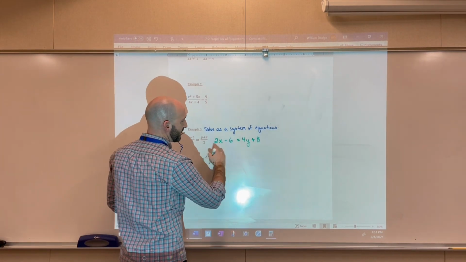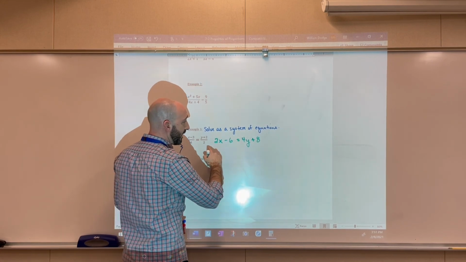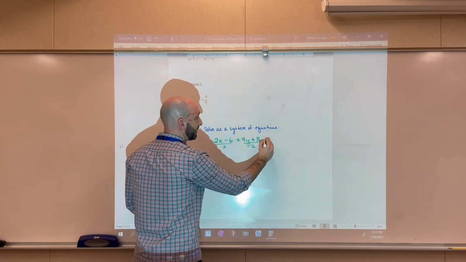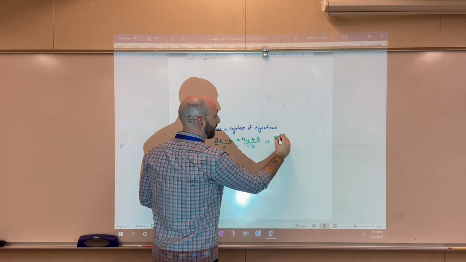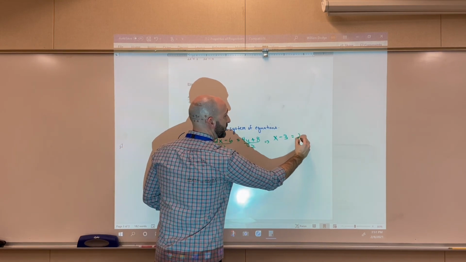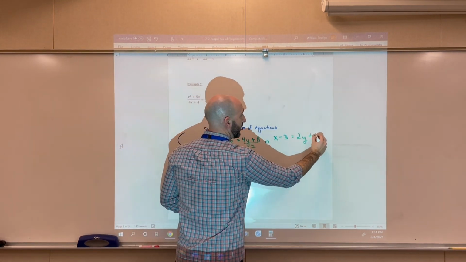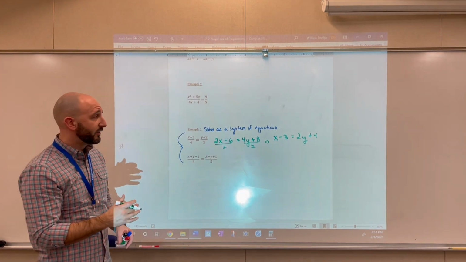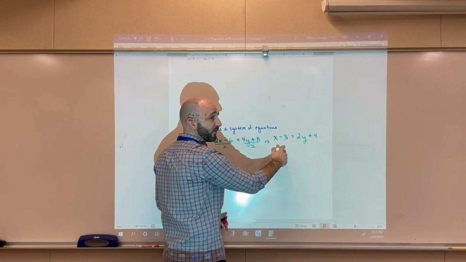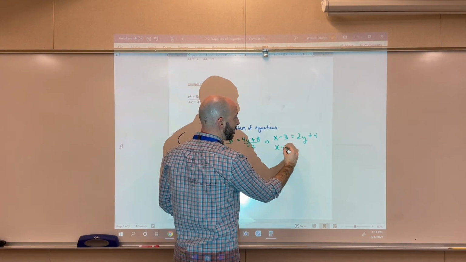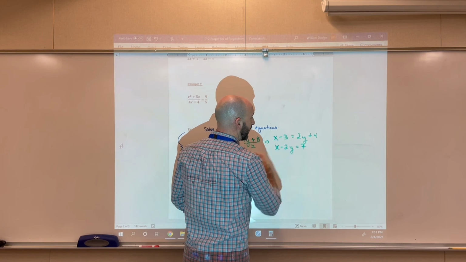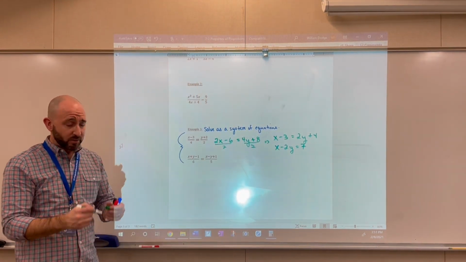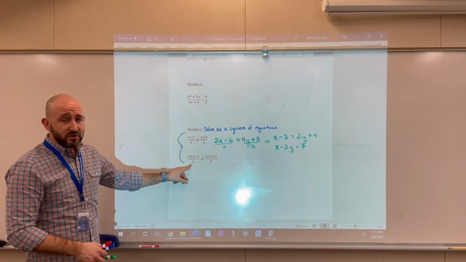So what I first notice is that all of these terms are divisible by 2. So I'm going to divide both sides of the equation by 2 first. And that's going to give us x minus 3 equals 2y plus 4. And then, like I said, I'm going to manipulate this equation and get it into standard form. So I'm going to subtract 2y from both sides and add 3 to both sides. So that's going to be x minus 2y equals positive 7. All right, so that, again, looks a lot more manageable than what we started off with. Let's do the same thing with the second one.